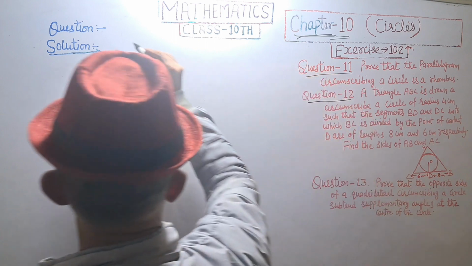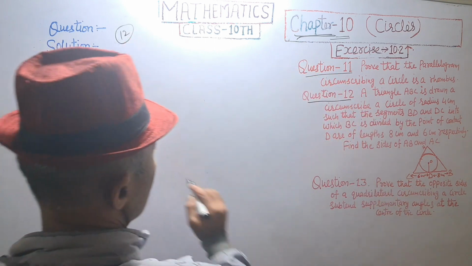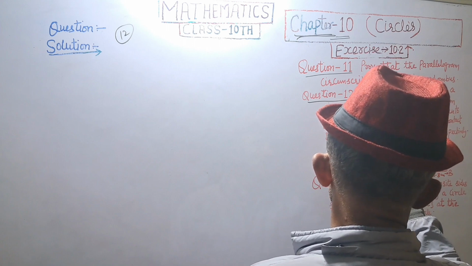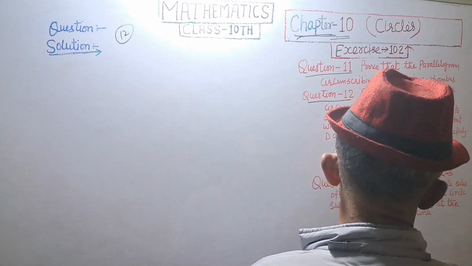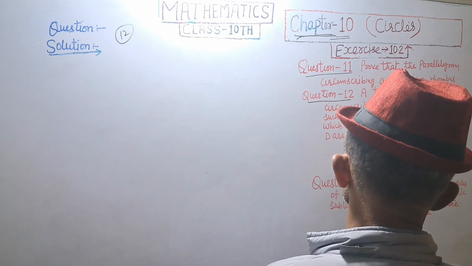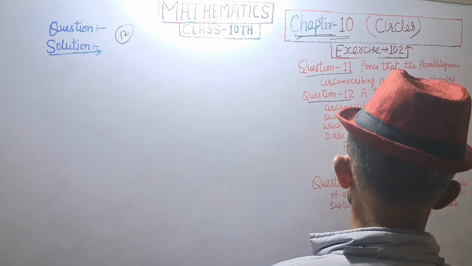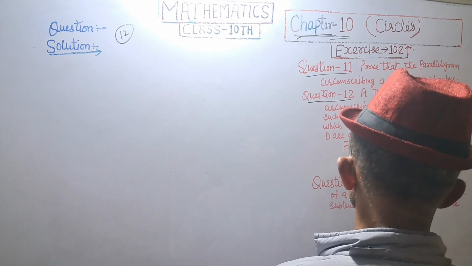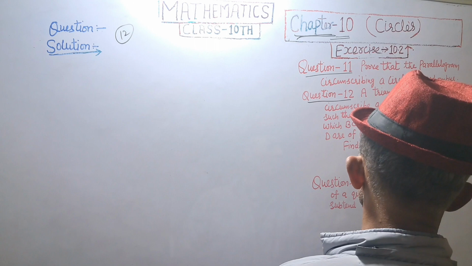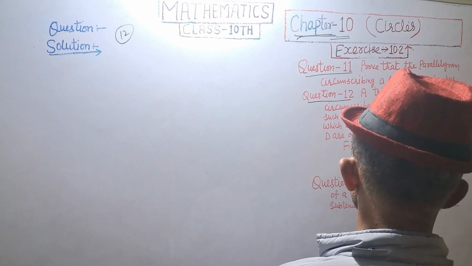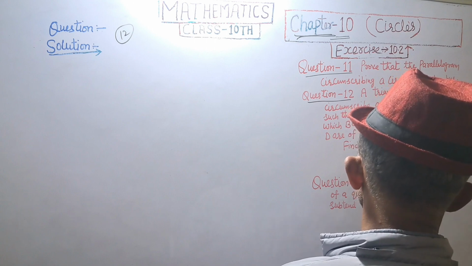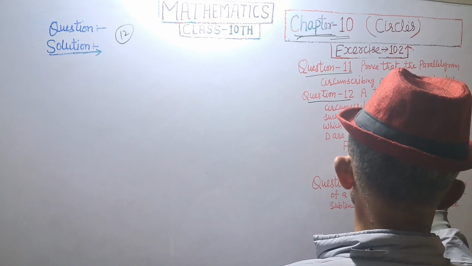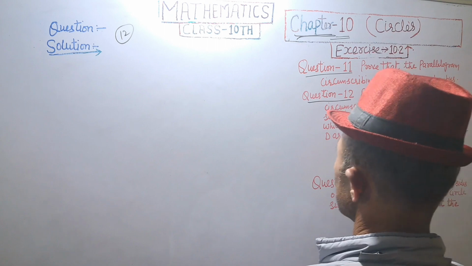Question number 12. A triangle ABC is drawn circumscribing a circle of radius 4 cm such that the segments BD and DC into which BC is divided by the point of contact D are of lengths 8 cm and 6 cm respectively. Find the sides AB and AC.